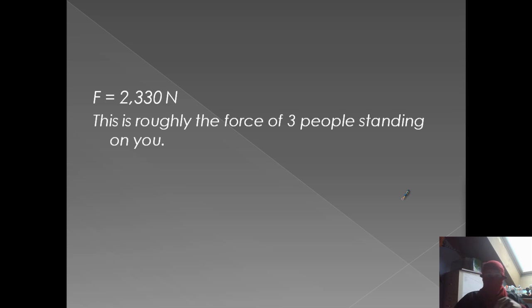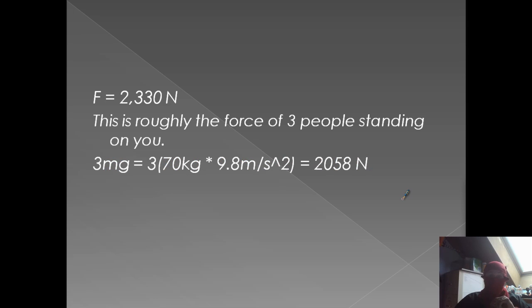So that force, that 2,330 newtons, that's roughly the force of 3 people standing on top of you. You know how bad that would probably feel. Do not try that at home. So you can kind of figure that out real quick. So 3 people times their mass times gravity, which is their force of gravity, which is their weight. Say average person's about 70 kilograms, about 150-ish pounds. So 3 times 70 times 9.8, it's roughly 2,058 newtons.